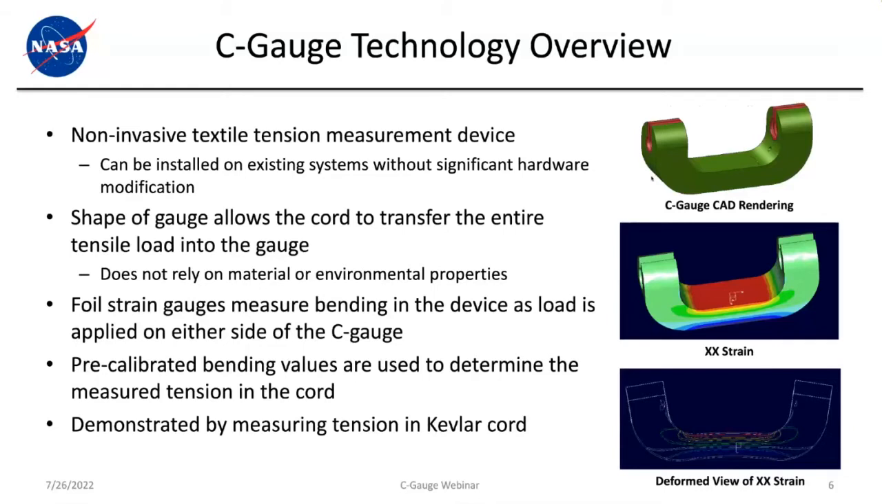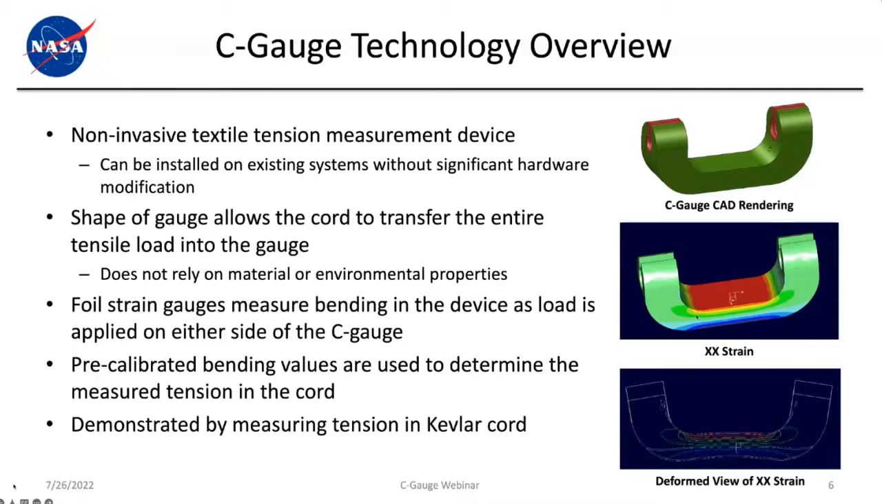For instance, if you walk into a wind tunnel, you're flying a parachute in a wind tunnel, ideally you could walk up and just slap this onto a suspension line and get a decent reading on your load in that suspension line. The shape of the gauge allows the cord to transfer the entire tensile load through the gauge. And I'll have a diagram that shows that on the next slide, but really we're avoiding that reliance on the material and the environmental properties.